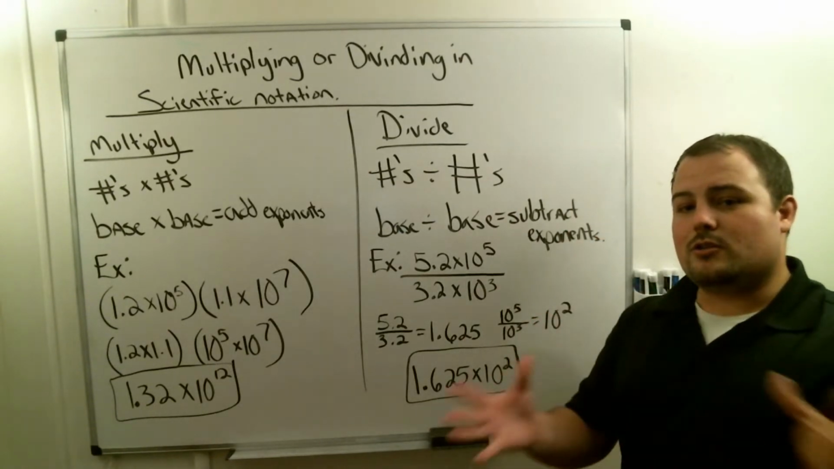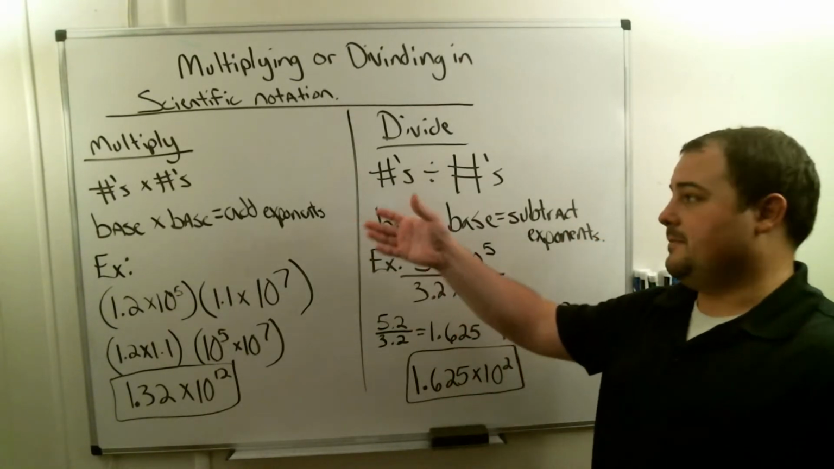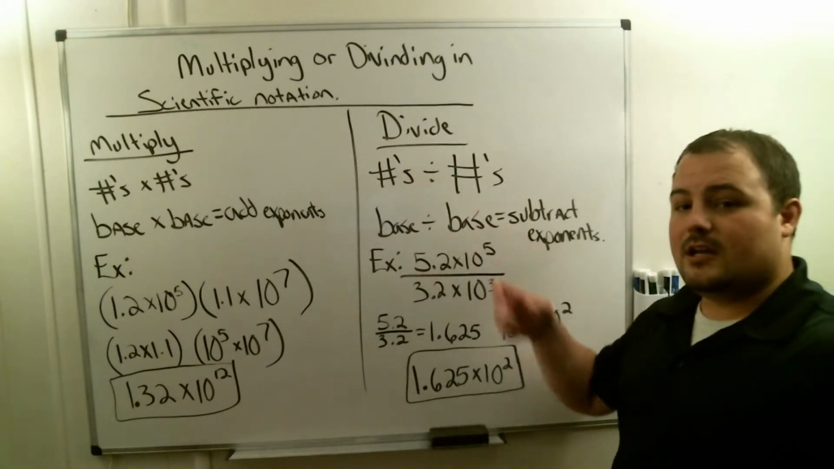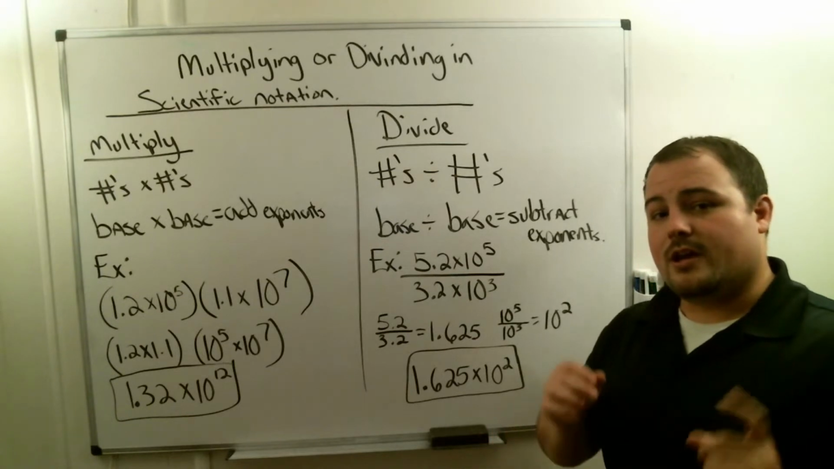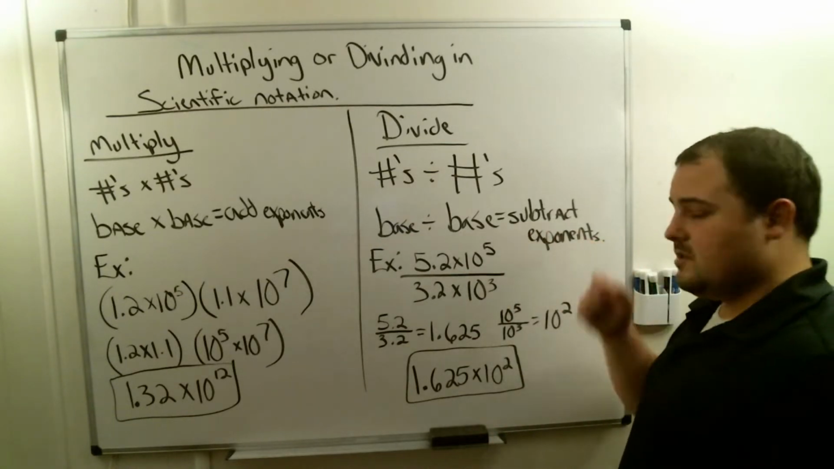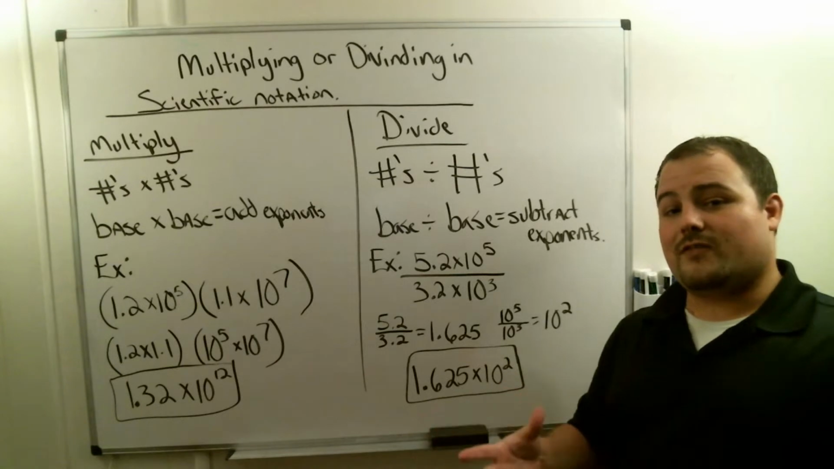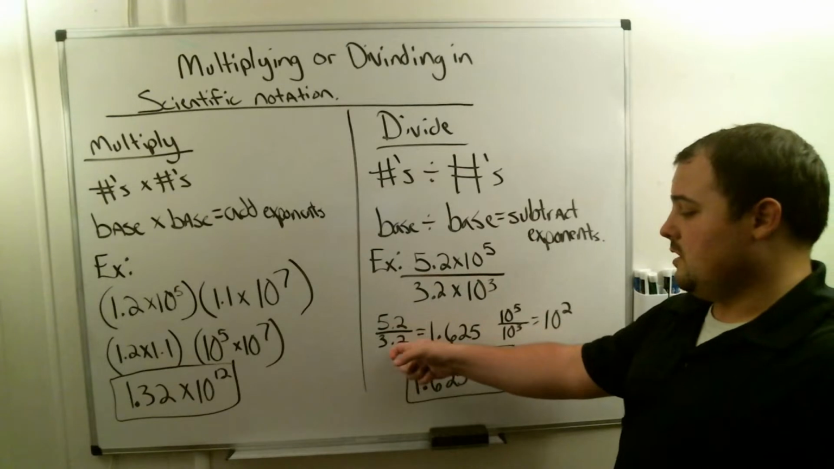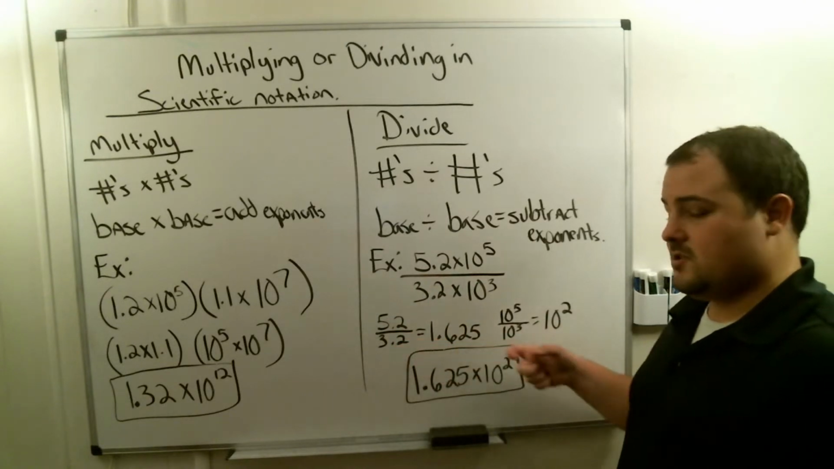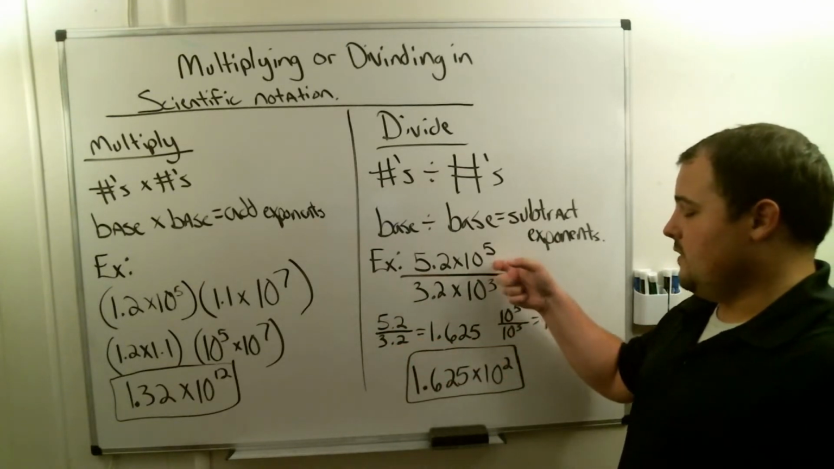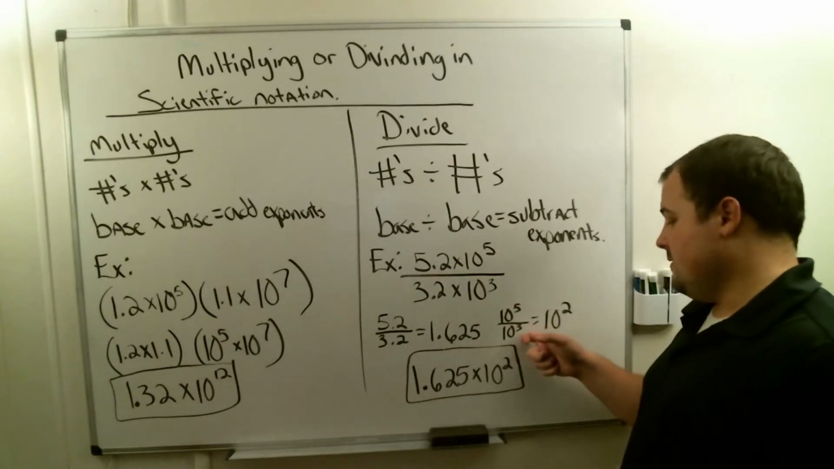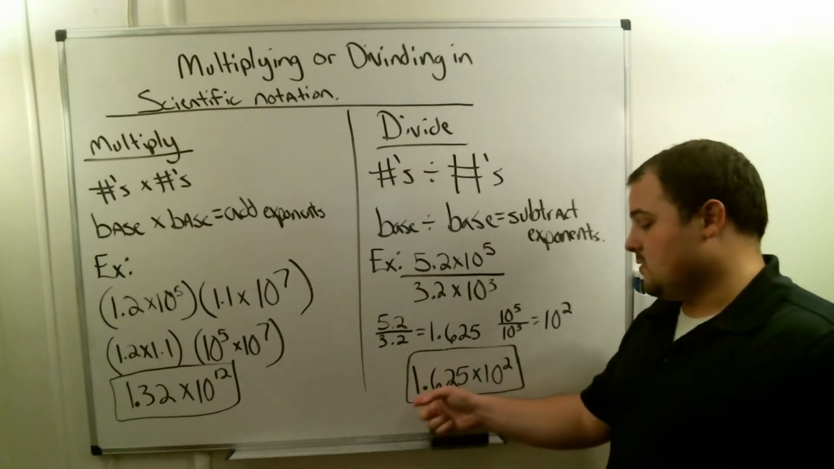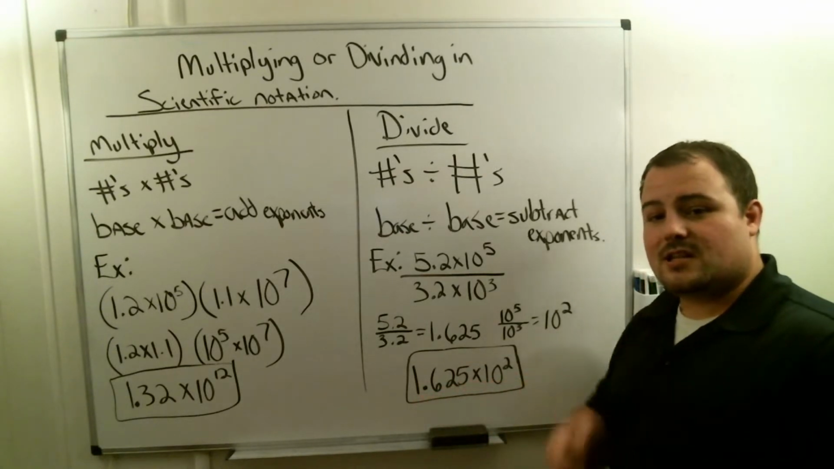When dividing, you do the same thing. Instead of numbers times numbers, it's numbers divided by numbers. Bases divided by bases. Again, the base is the number that has the exponent, and as long as they're the same number, all we've got to do is subtract the exponents. And since they're in scientific notation, the base should always be the same. So, we take 5.2 and divide by 3.2, we get 1.625. 10 to the 5th power divided by 10 to the 3rd power, we get 10 to the 2nd power because 5 minus 3 is 2. So this answer is 1.625 times 10 to the 2nd power.